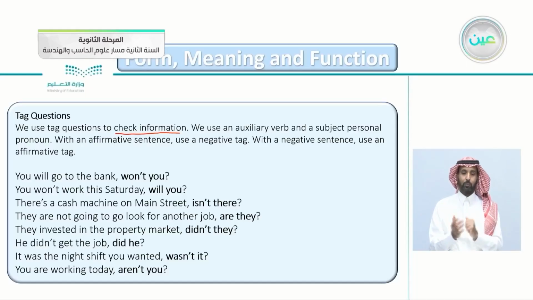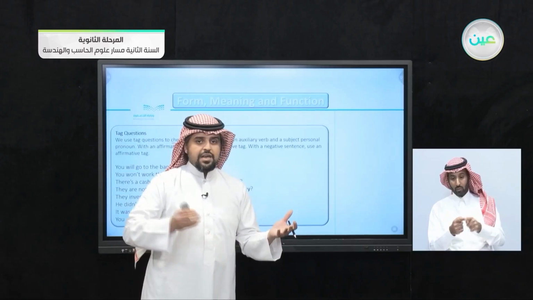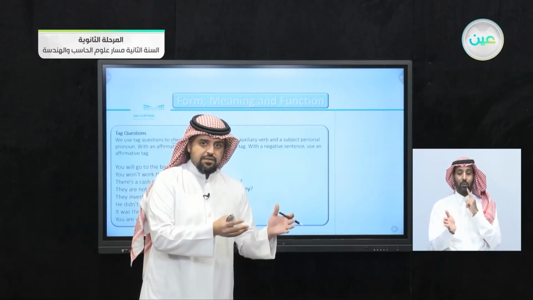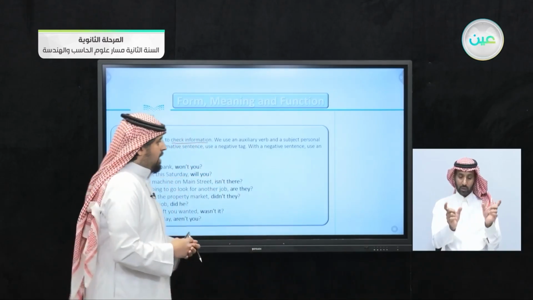We use an auxiliary verb and a subject personal pronoun. With an affirmative sentence, we use a negative tag. With a negative sentence, we use an affirmative tag. So if the sentence is negative, we use an affirmative tag. If the sentence is affirmative, we use a negative tag. So they are unlike each other.